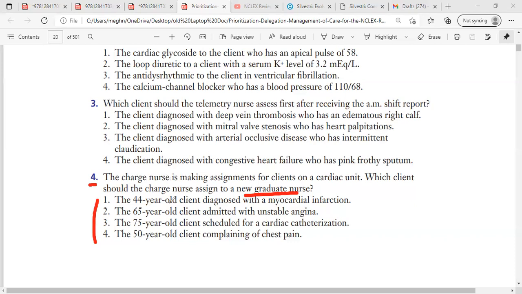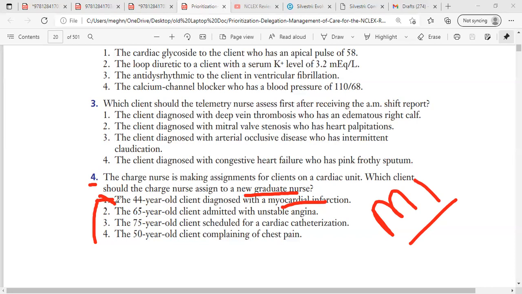Number 1, a 44-year-old client diagnosed with myocardial infarction, or MI, right? We never ever give this patient to the new graduate. So number 1 is not the answer, because it is an emergency. This client is at high risk for complications related to necrosis of myocardial tissue and will need extensive teaching.